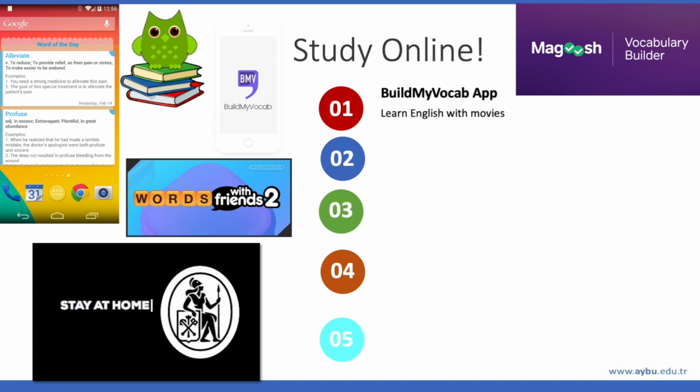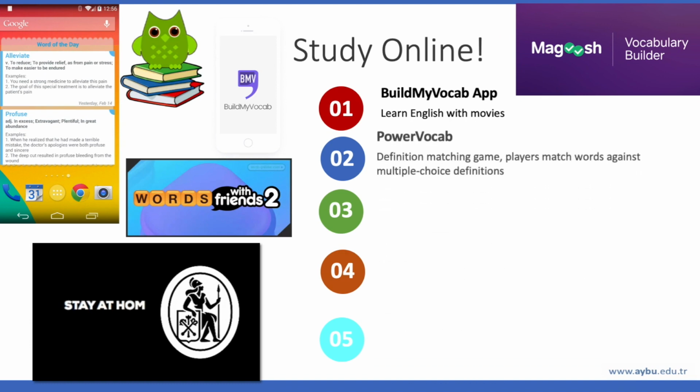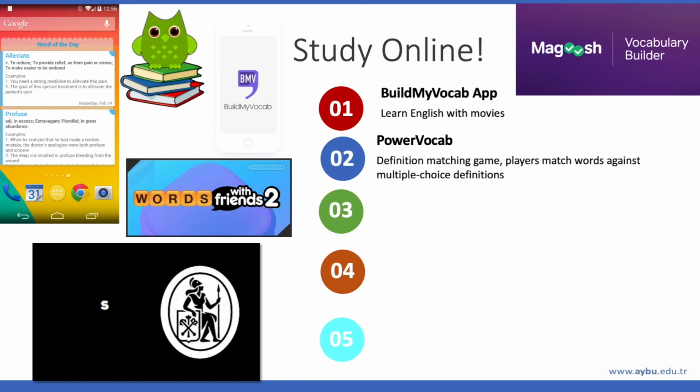The first one I want to talk about is the Build My Vocab application. It teaches vocabulary through short movie clips. If you don't like watching Netflix or you like watching shorter clips, it is great for you. The other one is Power Vocab. It's a definition matching game, like a quiz format, and you should match words against multiple choice definitions with different answers. You should compete against other players and play against the clock, but I need to note that this is for Android only.